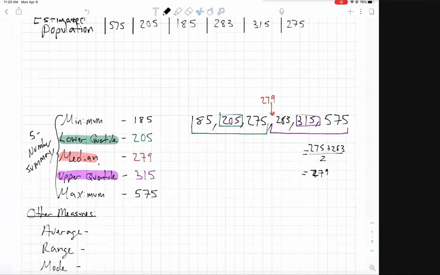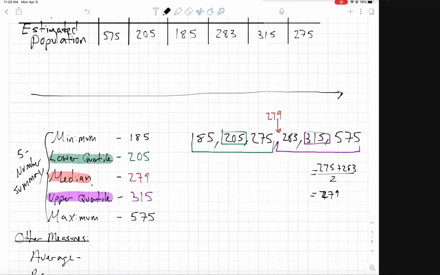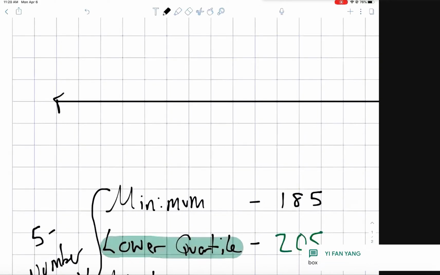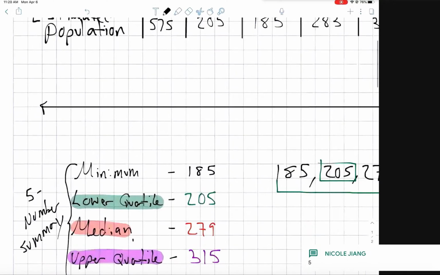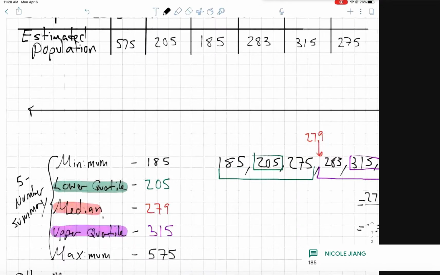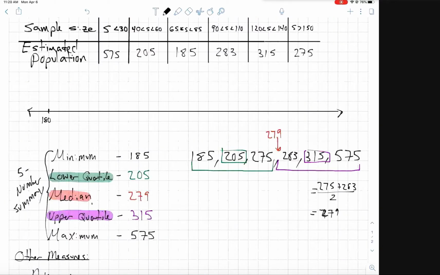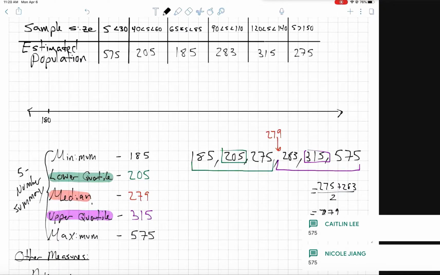Okay, now what do we need to do? Make a plot. Okay, so in order to make a plot, the first thing I'm going to need to do is construct a number line. Okay. And now we have to come up with a scale for our number line. You want to count by fives, Nicole. Okay, what's the smallest value I'm going to need on my number line? 185, okay, so I might go to like 180. And what's the largest number I'm going to need on my number line? 575.